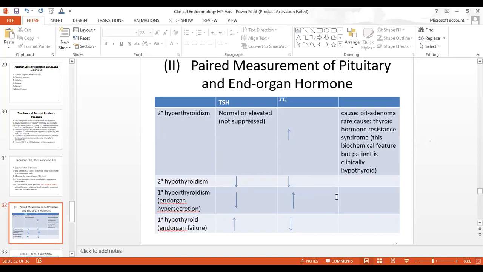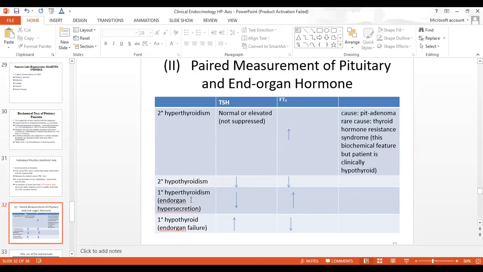Okay, so that's over here. When you talk about primary hyperthyroidism, what is happening is that the TSH levels are low, but the T4, which is the thyroxine hormones, are high. Examples of conditions that can cause this are tumors of the thyroid gland. Okay, good.